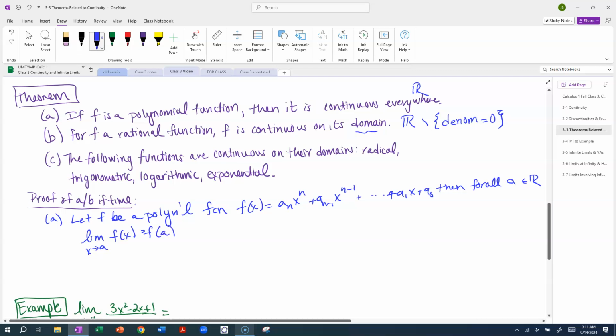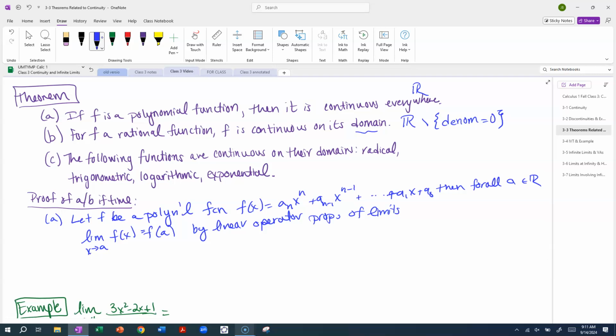Okay, by linear operator properties, which we learned already, properties of limits. Okay, so this proof isn't terrible, it's just you need to know your definitions. So if we look at the limit, why are we able to conclude this? Well, it's because we know how limits work. We know the definitions and theorems of limits.